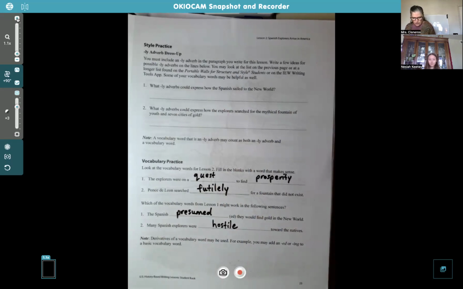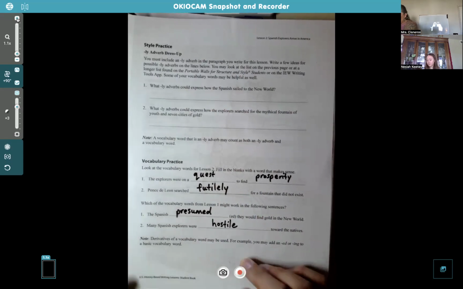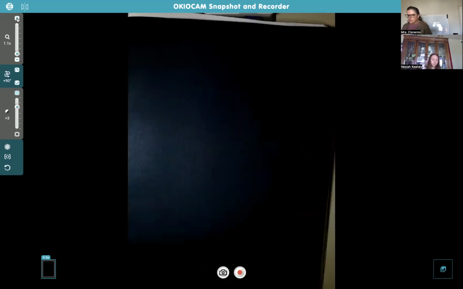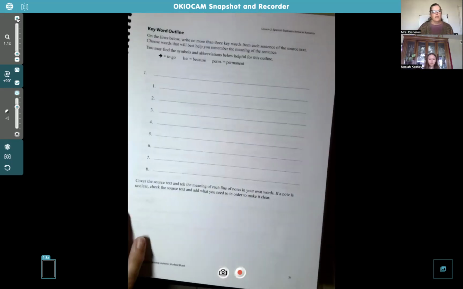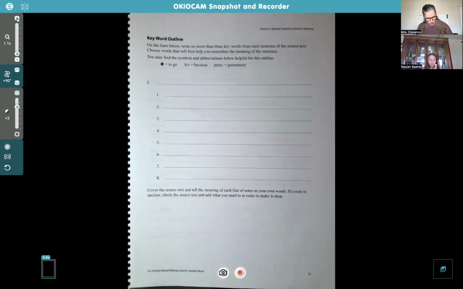Looking back at your keyword outline, I think it's on the page. Go back a little bit. Page 21. Yeah. And yours is filled out already. Mine's blank because this is my teacher copy, but let's think about one of your vocabulary words, like quest. And then look at your keyword outline. Do you see one of the sentences where you could use the word quest in the sentence?